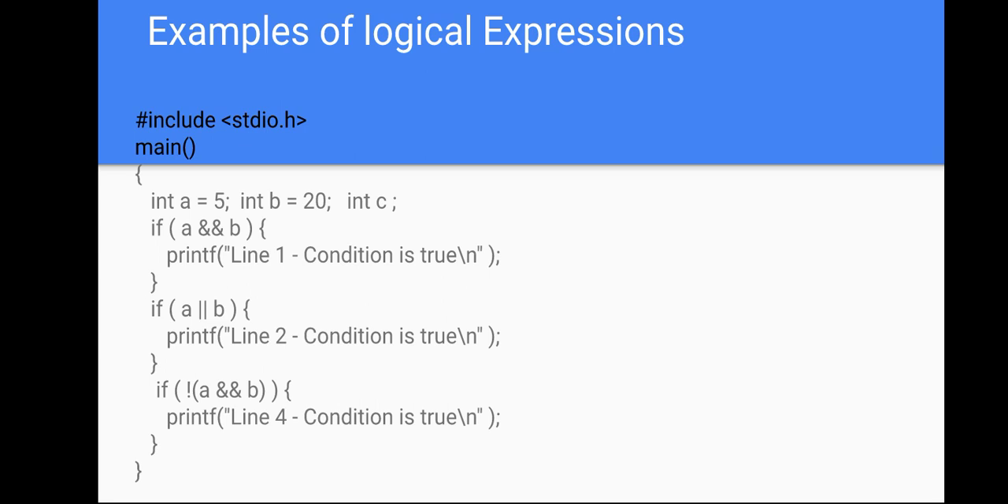So basically we have three logical operators: and, or, and not. And means both conditions are true, or means if any one condition is true, the answer will be true, and not means the complement or the negation operation.